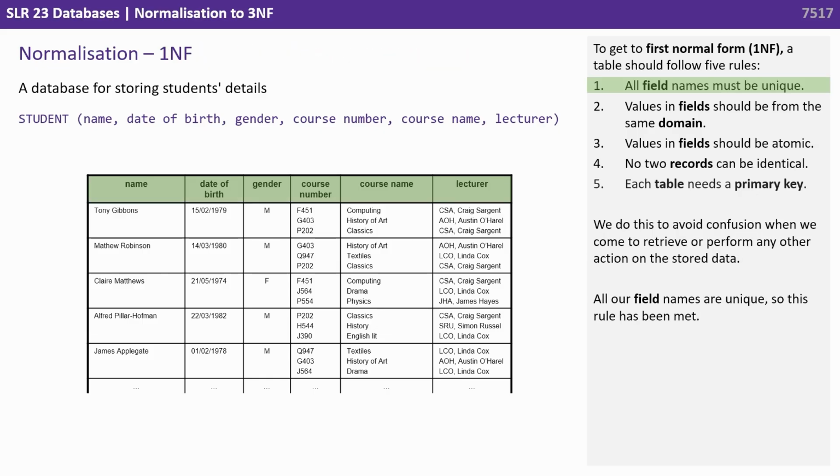All field names must be unique. We do this to avoid confusion when we come to retrieve or perform any other actions on the stored data. All our field names are unique, so this rule's been met.